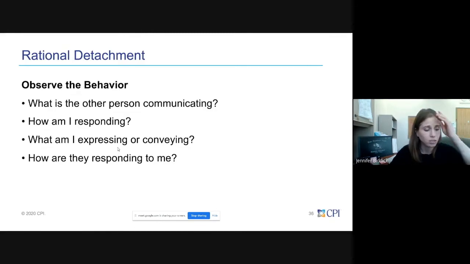So as part of rational detachment, sometimes we might be looking at how the other person is communicating in those desirable and functional and appropriate ways, as well as those undesirable or more challenging ways. How are we responding? What am I expressing or conveying? Another time that, again, we should take a step back and monitor our stance. Are we full on or way to the side? Do we have our arms crossed? What does our face look like? So making sure that we're non-confrontational. How are they responding to me? We want to make sure that we're not reacting in a negative or a counterproductive way.